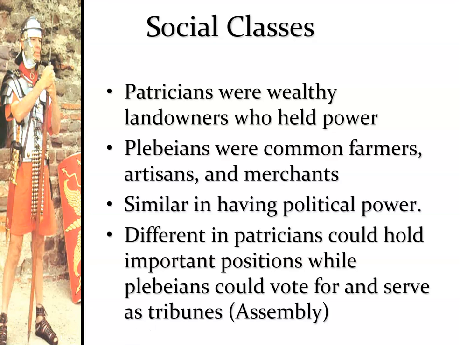Within this Roman Republic, there were social classes, and oftentimes these social classes conflicted with one another. At this point in time, we can talk about the patricians, who were wealthy landowners who really held all of the power. The plebeians were a much larger group of people that were made up of common farmers, artisans, and merchants within Rome itself. Eventually, the patricians and the plebeians were similar in that they both had political power. But they were different in that, at first, the patricians could hold the important offices or positions in government, while the plebeians could really only vote for and serve as what they called tribunes as part of assemblies.